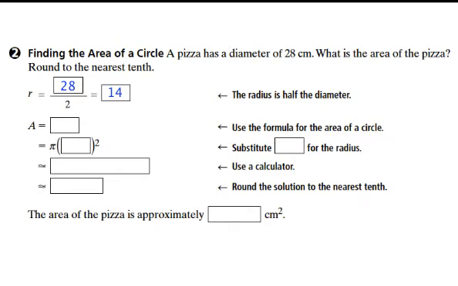We start with our formula. A equals pi r squared. Then we substitute in the radius. Remember, radius we figured out was 14. So now we have the area equals pi times 14 squared.